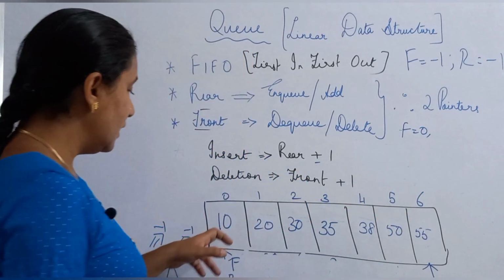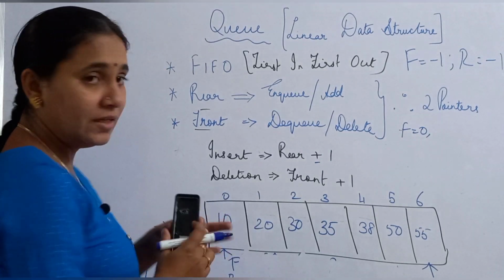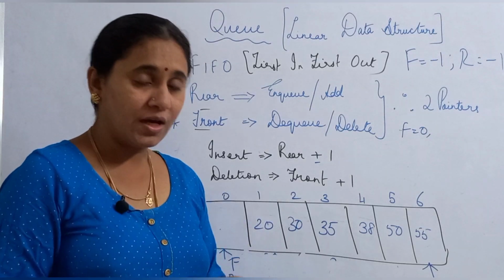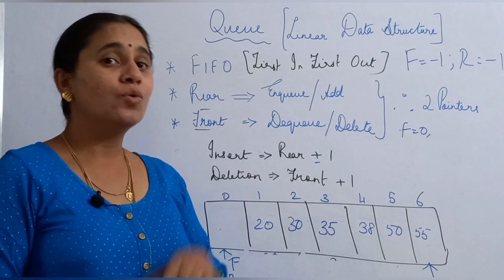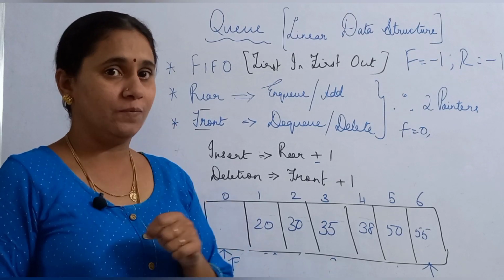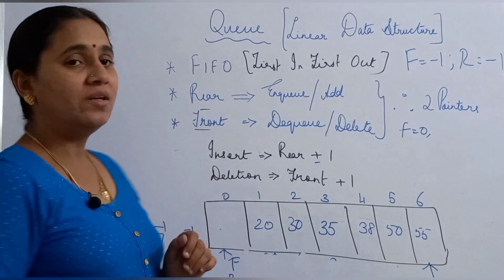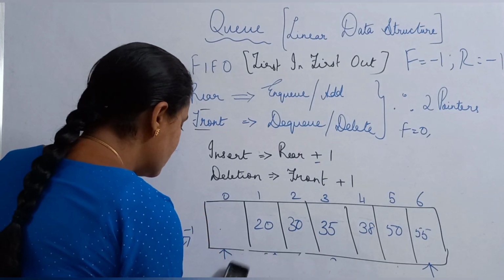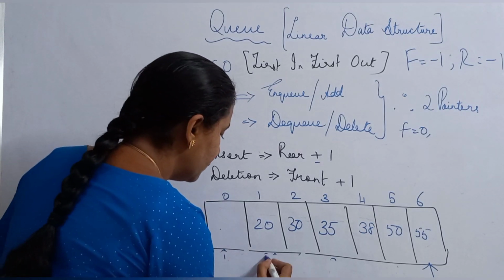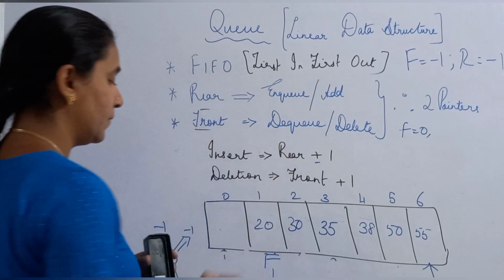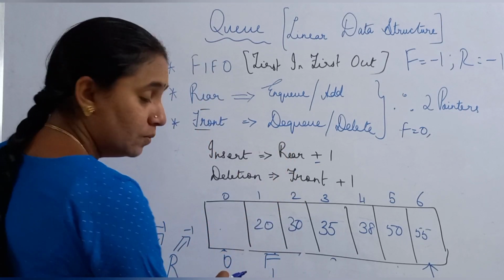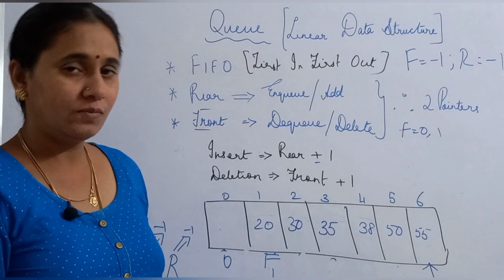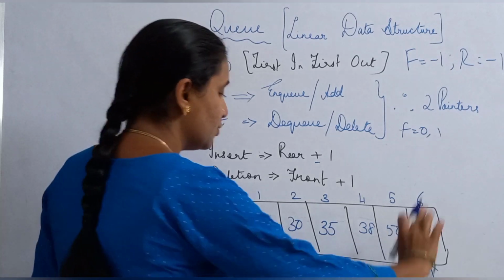Now I want to delete this 10. Shall I delete it? Okay. If I delete this element, which is the first element now? The first element has to be 20, isn't it? So the front pointer has to point to 20 as the first. What you must do is increment the front pointer here. So 0 is incremented to 1, and now the F value is 1. Okay friends, are you all clear? Like this only you should delete.